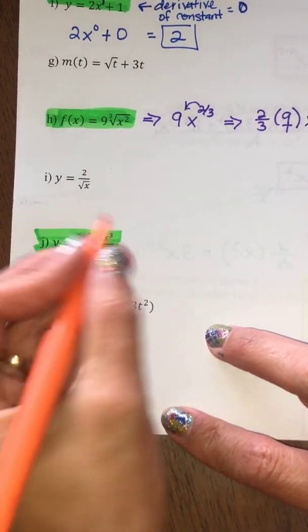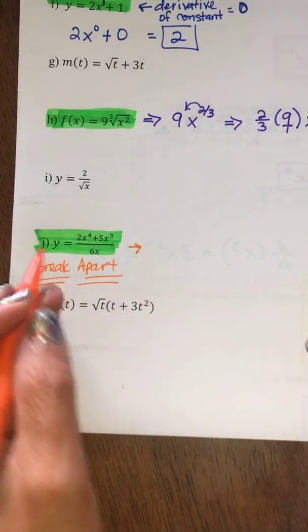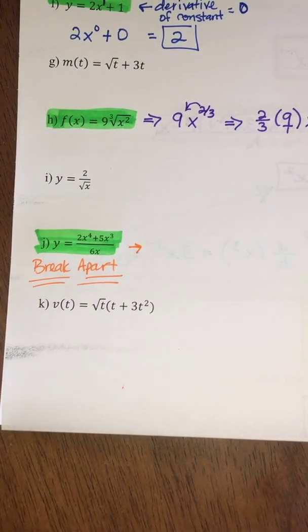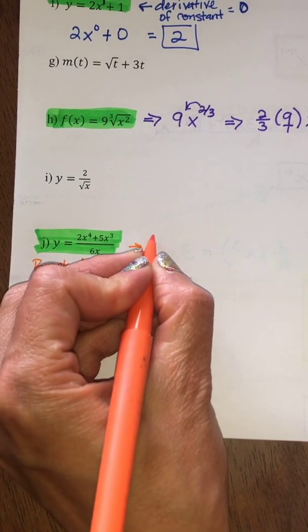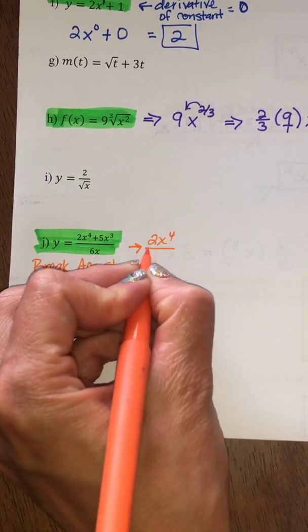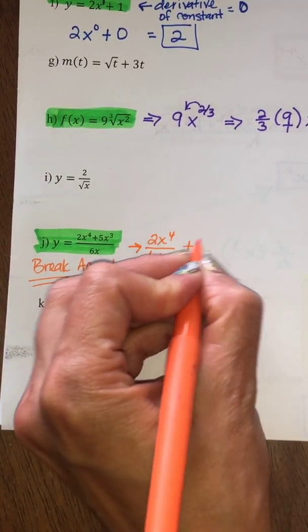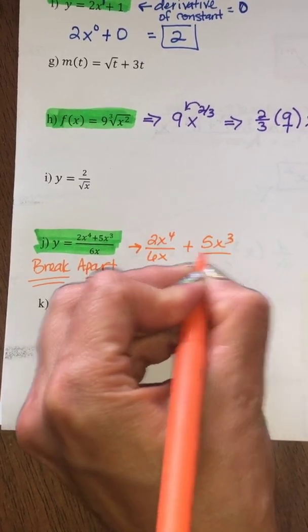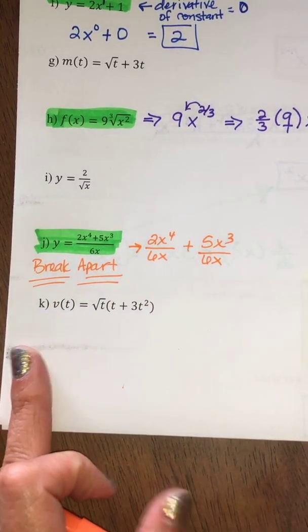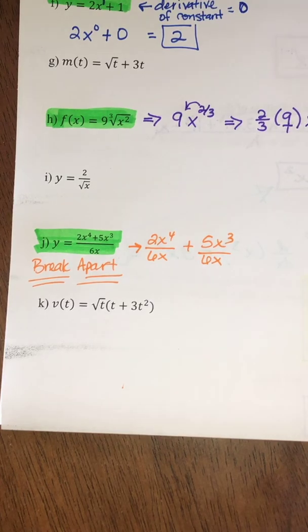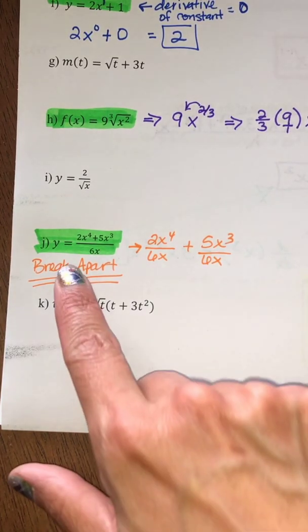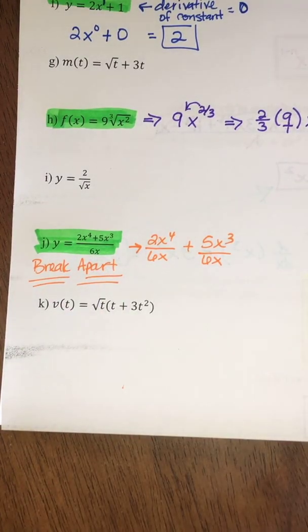Okay? So when I mean break it apart, I mean let's split this into 2 fractions instead of just having the 1. So that means I would have 2x to the 4th over 6x plus 5x cubed over 6x. So do you see, guys, how I split that apart? It still means the same thing if they have common denominators. So if I were to combine them again, I would get back to the original. So it still means the same thing. But now I get to get a little cancel happy.